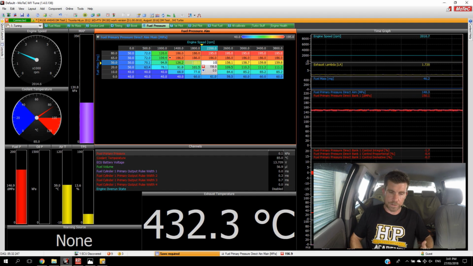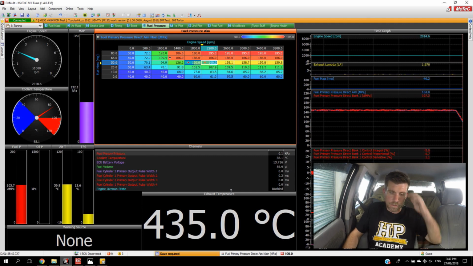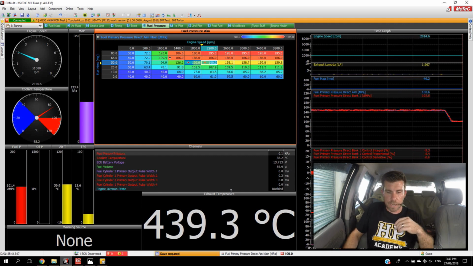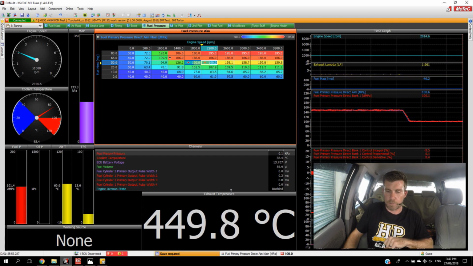So let's reduce the number in our fuel pressure target table there from 150, 155. We'll drop that down to 100. At the moment, before I press enter here, we're seeing our exhaust gas temperature sit at about 430, 433 degrees. We'll drop our fuel pressure down. So we've dropped our fuel pressure down, and we can see that now our exhaust gas temperature is increasing. We're heading through 450 degrees at the moment.